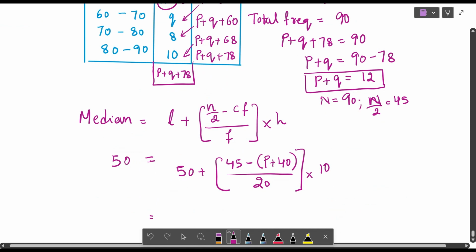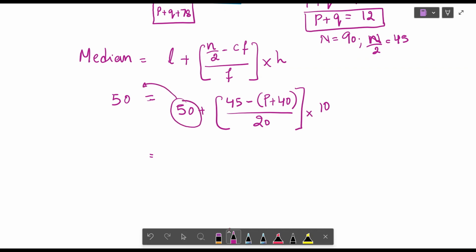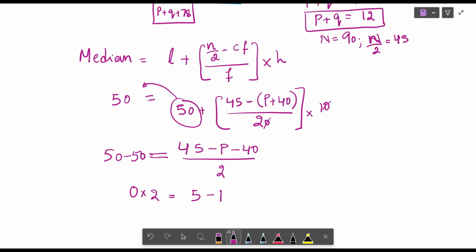Okay. So what will we do? This plus 50, you transpose towards the LHS. So 50 minus 50 solving. Here remove the brackets: 45 minus P minus 40 whole divided by 20, times 10. Here 0 and 0 will be cancelled out, leaving 2. So 0 into 2 will be equal to 45 minus 40, how much, students? 5, and minus P. Understood? Next.